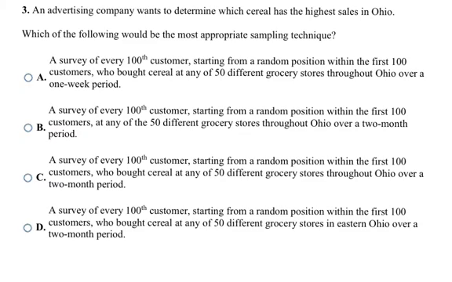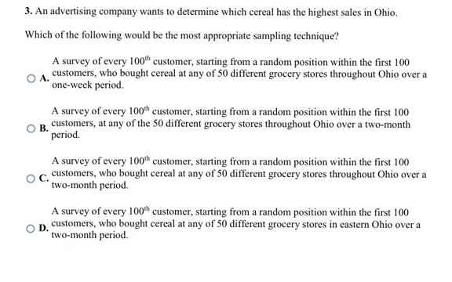They did 100 customers and they just randomized where they started, and they pulled from a bunch of different grocery stores. The only thing is they only did it over a 1-week period, and so some people might not have gone grocery shopping that week, and so that might not be the best. But let's look at the rest of the answers. B, a survey of 100 customers starting from a random position within the first 100 customers at any 50 different grocery stores throughout Ohio over a 2-month period. So the only difference here is that this one was over a 2-month period.